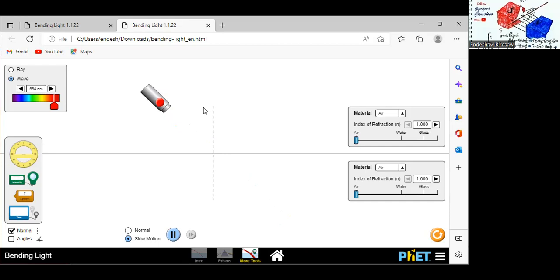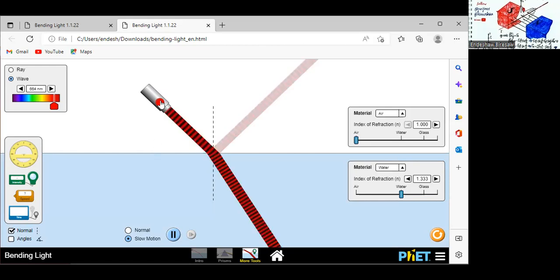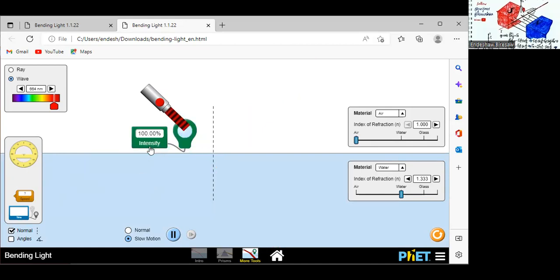Let us consider this medium is air and this medium is water. That means in this case, this is a less dense medium and this is a high dense medium. What will be the speed, the wavelength, the amplitude and intensity of light? You will see. In this case, we can measure before refraction. This light ray has its own intensity. Let's measure. The intensity is 100%.